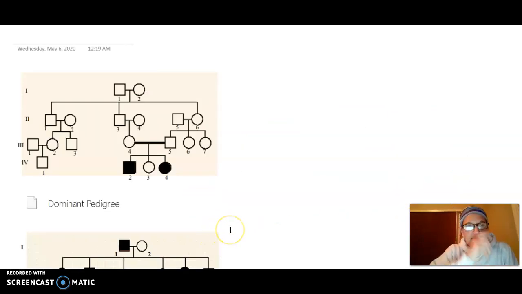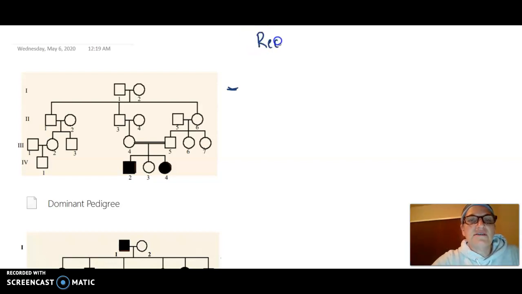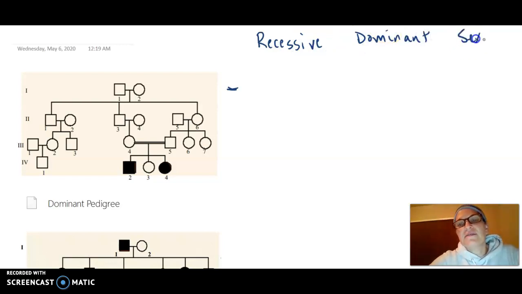Let's take a look at this pedigree right here. So in this pedigree, what are some things that you notice right away? We're looking for the pattern of inheritance. Is it going to be recessive? Is it dominant? Or is it sex-linked? Those are the three that we're going to look for.